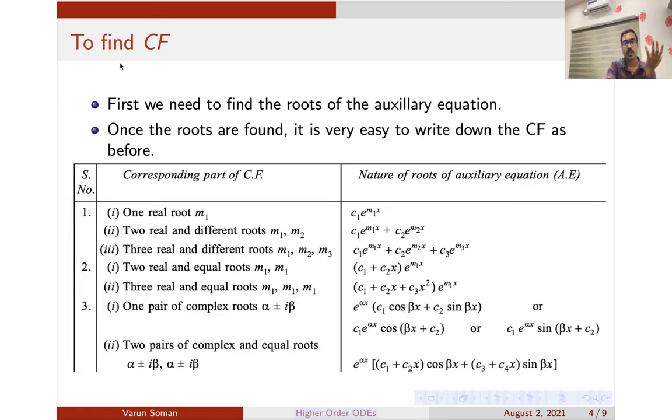This is a table in which the different cases of complementary function are written. Just as I explained, you can look at this. If there is one real root, it will be like this. Two real and different roots, it will be like this. Three real, and so all the cases are explained here. Please go through it. It's very simple. So this is the first step, writing the CF.